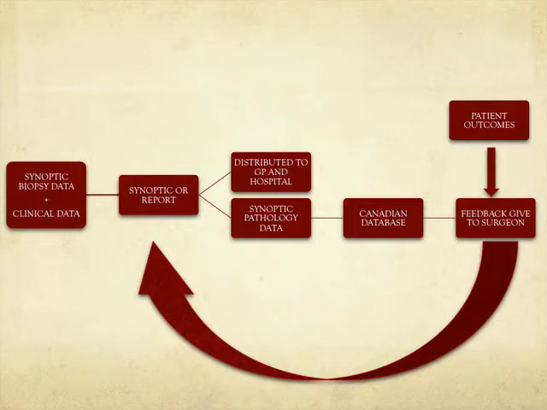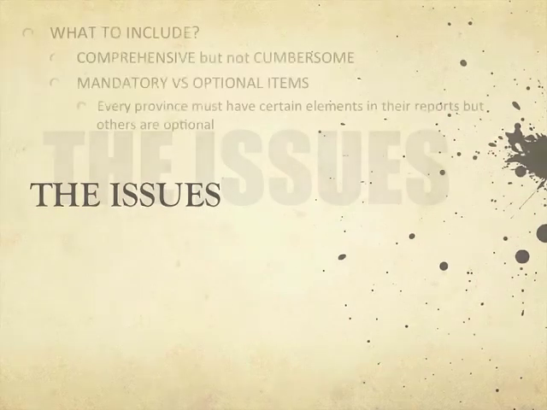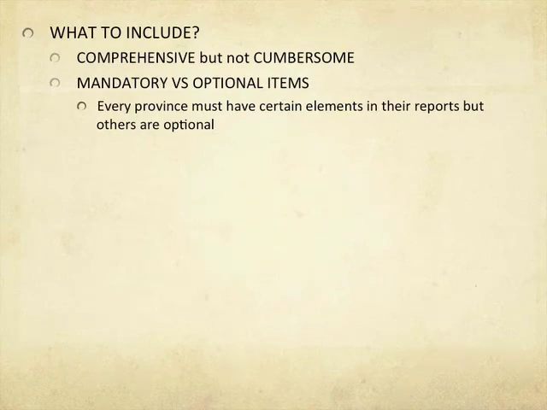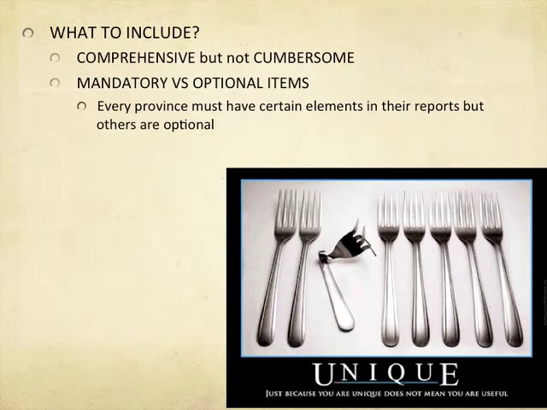Now, this might look simple enough, but it is quite difficult to get a bunch of surgeons to agree on how to do their operations and what things are important. So we'll discuss some of the issues with synoptic reporting. Now, one of the issues was what to include. There are mandatory as well as optional items, and each province had an opinion on what should be important and what should be included in it, what things should be mandatory. But some people didn't quite realize that we need to all sort of agree on this.